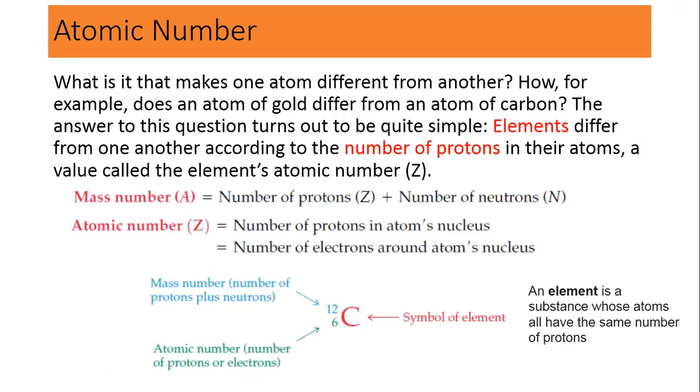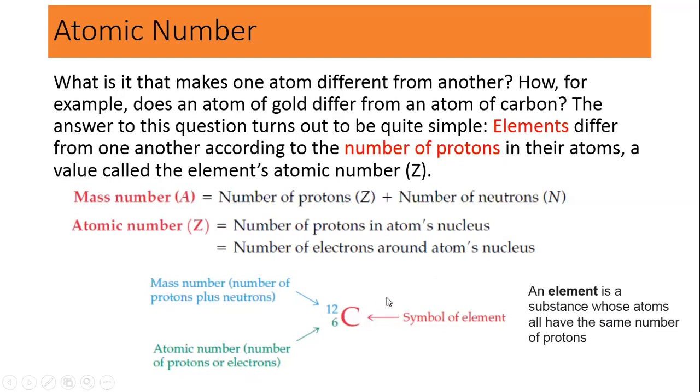Here we are going to discuss how we can determine the atomic number. The first difference is between atoms and elements. Atom is the general term used for the smallest part of any material. But an element is a substance whose atoms all have the same number of protons, like carbon, hydrogen, nitrogen, oxygen. All these are elements.